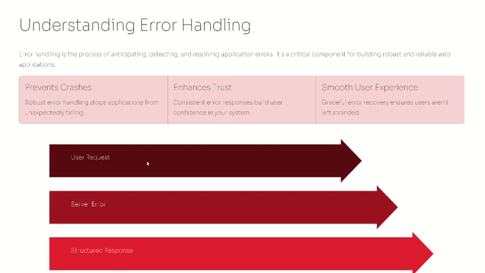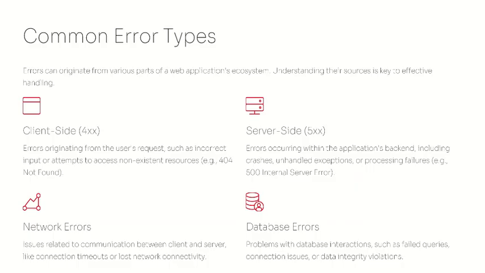Here we can see this: user request, server error, structured response. So instead of chaos, when something fails, we bring structure and predictability. So let us move into the next topic, types of errors.